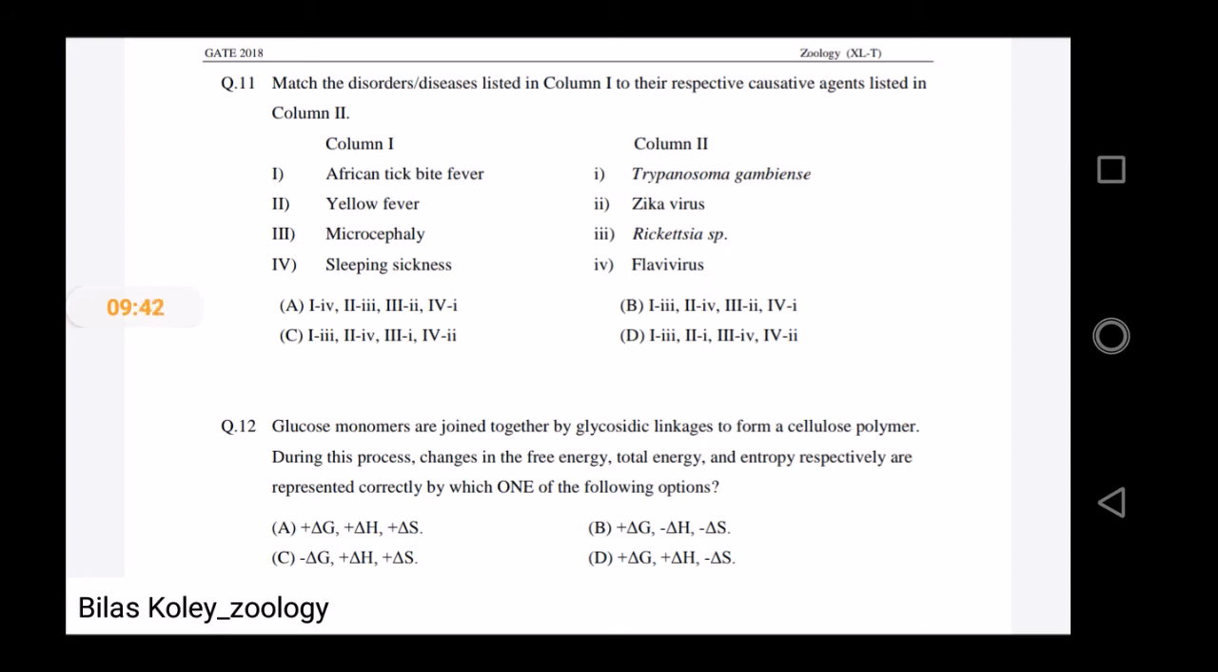plus delta G plus delta H plus delta S, plus delta G minus delta H minus delta S, plus minus delta G plus delta H plus delta S, plus delta G plus delta H plus minus delta S. In these questions, the correct option is option D.